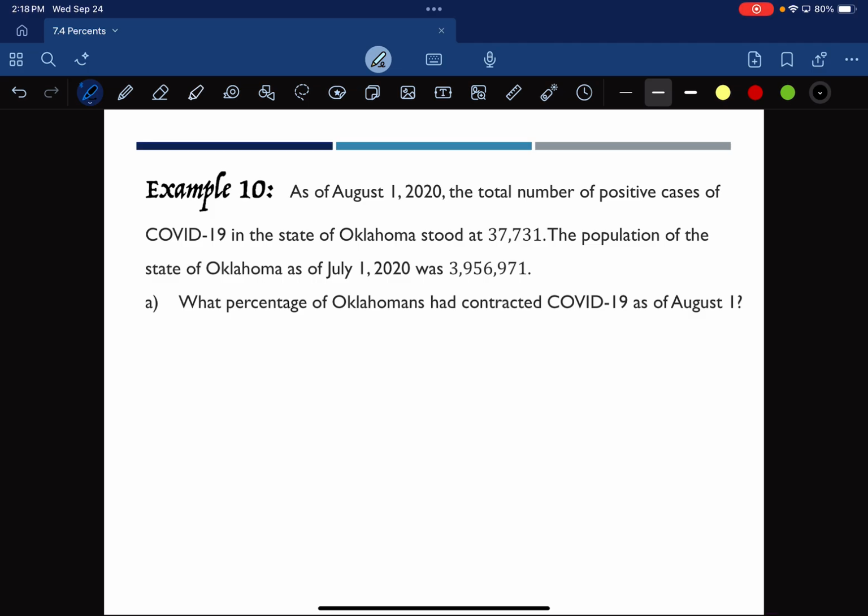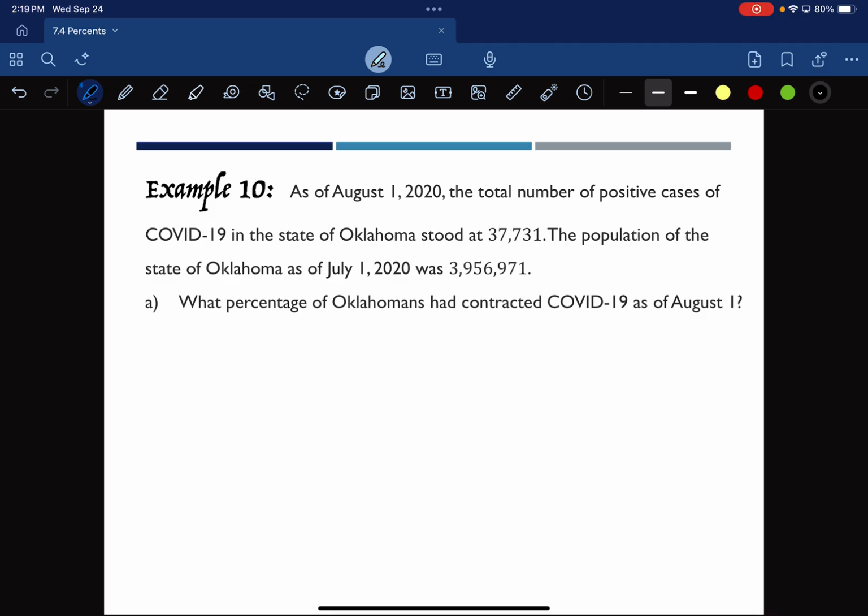As of August 1st, 2020, the total number of positive cases of COVID-19 in the state of Oklahoma stood at 37,731. The population of the state of Oklahoma as of July 1st, 2020, and I know those dates don't match exactly, but they're the closest reported data I've got, so we're just going to be okay with it, was 3,956,971 people. The first question is, what percentage of Oklahomans had contracted COVID-19 as of August 1st?